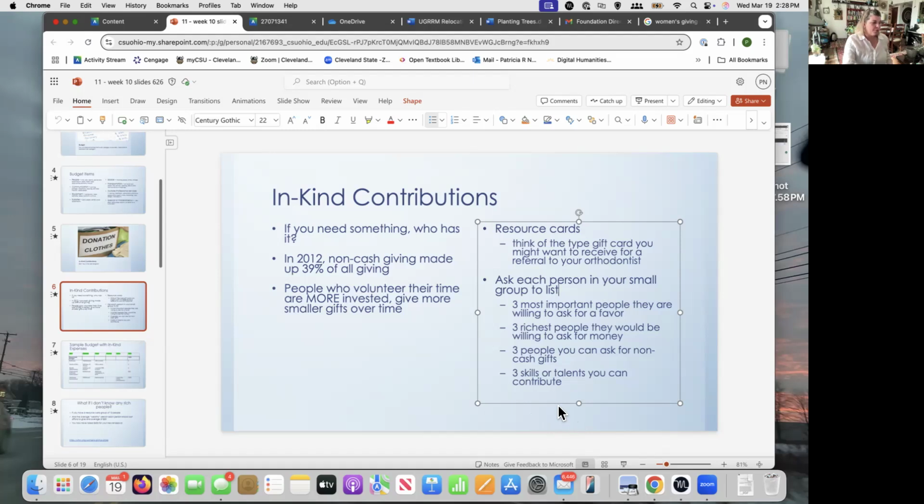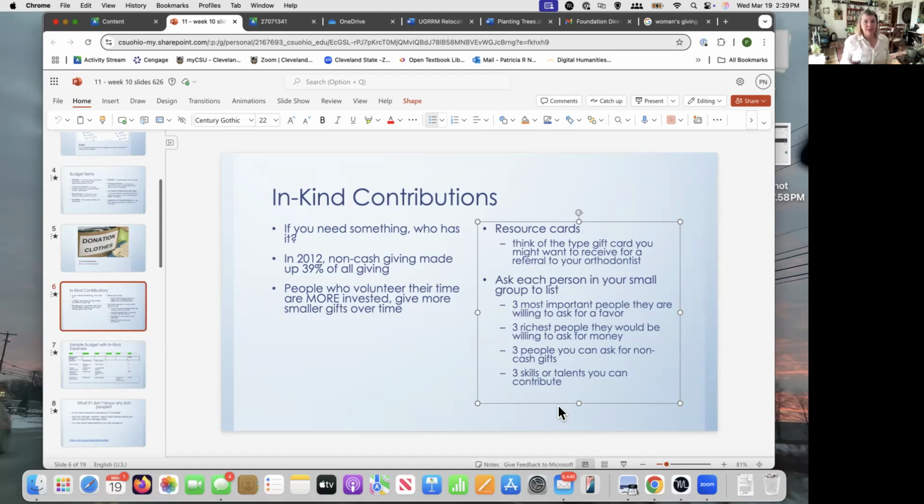Non-cash gifts would be something like, can I use your convertible to ride in this parade? Can I use your house for a meet and greet before my next election because I want to meet with such and such a population that's interested?